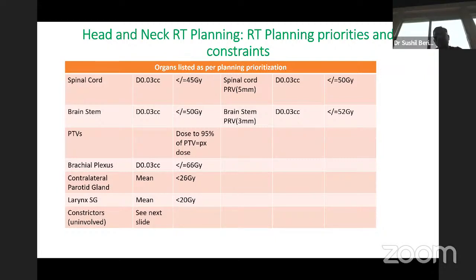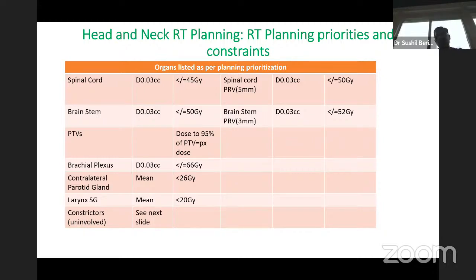The brainstem maximal dose is less than 50 gray, but the PRV is 52 gray. For the PTV, you want 95% of the PTV to get the prescription dose, but sometimes we accept less if the organ at risk becomes a challenge. So ideally, you want 95% of the PTV to get your prescription dose, which is 70 gray or 50 gray. You want to limit hotspot to less than 110%. You can have a point dose to 110%. Your 1 or 5% vary depending on what technique you use.